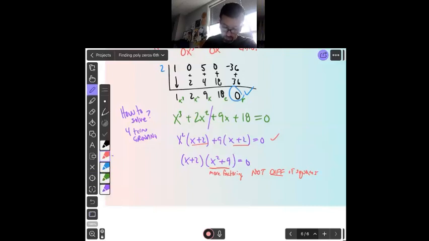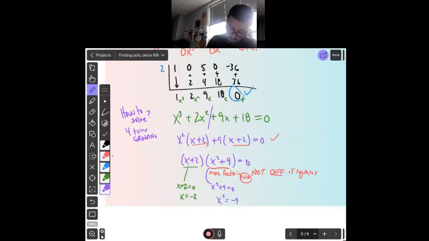So it turns out we cannot factor that. So no more factoring. If we're done factoring, that means we have to move on to solving. So x plus 2 equals 0. So that means x equals negative 2. x squared plus 9 equals 0. So we're going to subtract that 9 over. x squared equals negative 9.